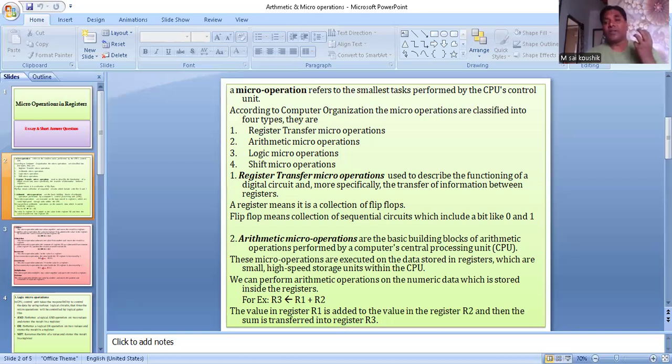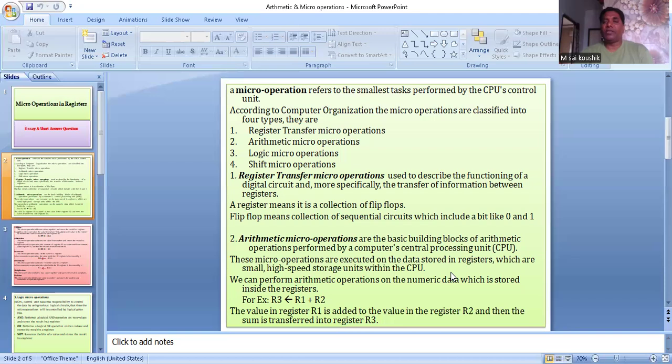But as for computer organization, we can simply imagine here. As per my knowledge, I simply write here: arithmetic micro operations are the basic building blocks of arithmetic operations performed by a computer's central processing unit. These micro operations are executed on the data stored in the registers, which are small high-speed storage units within a CPU.